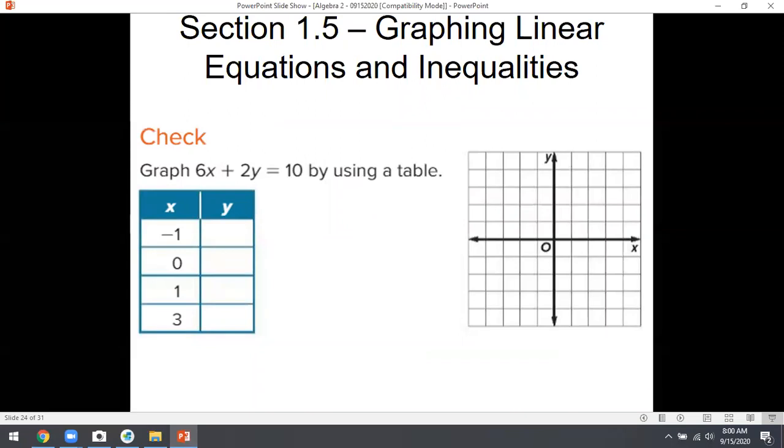So let's try this one out. Graph 6x plus 2y equals 10. Let's make this stupid table. What's the thing missing in the table? The y's, right? So again, it's probably a good idea to solve for y right off the bat. Let's do a little bit of work, and we'll just get an equation for what y is. So 6x plus 2y equals 10.